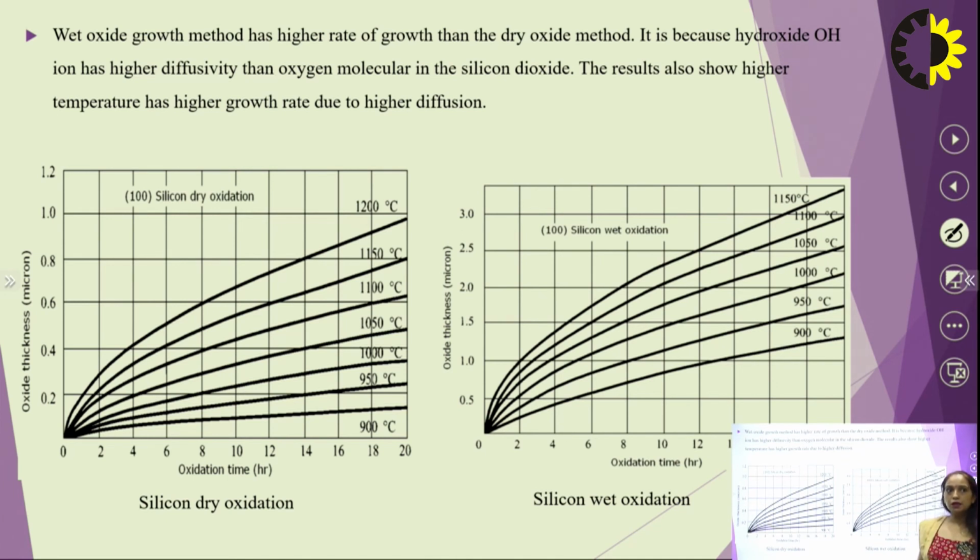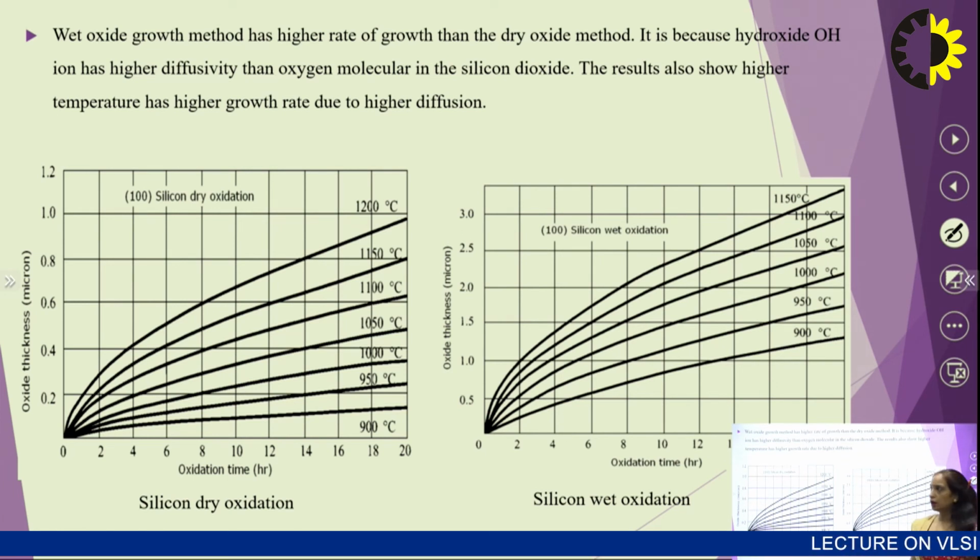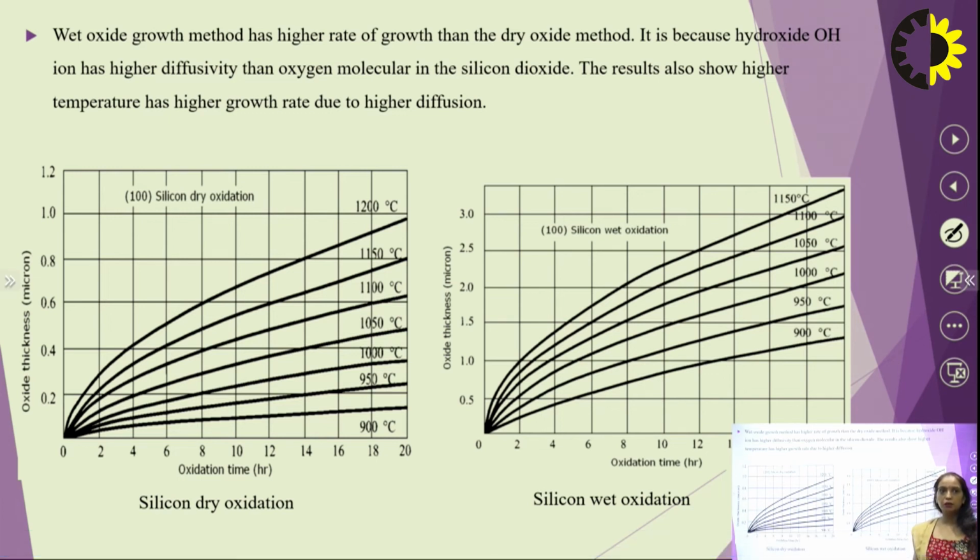Next is wet oxidation growth and dry oxidation growth. Out of the wet oxidation growth and dry oxidation method, your wet oxidation method is used to grow the thicker oxide, because your wet oxide growth method has the higher rate of growth as compared to the dry oxide method. It is because your hydroxide ions have the higher diffusivity than the oxygen molecules in silicon dioxide. So the result also shows the higher temperature has the higher growth rate due to the higher diffusivity.